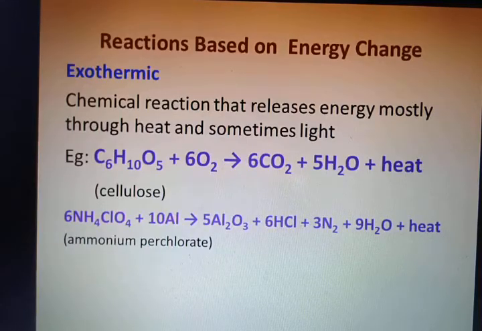Examples given. C6H10O5 is basically the molecular formula of cellulose. Though in your book you may find simpler reactions, this time I've utilized slightly more complex reactions. I trust you, and I hope that you will be able to cope with these reactions. Don't panic. So C6H10O5 plus 6O2 gives 6CO2 plus water, that means burning of cellulose.